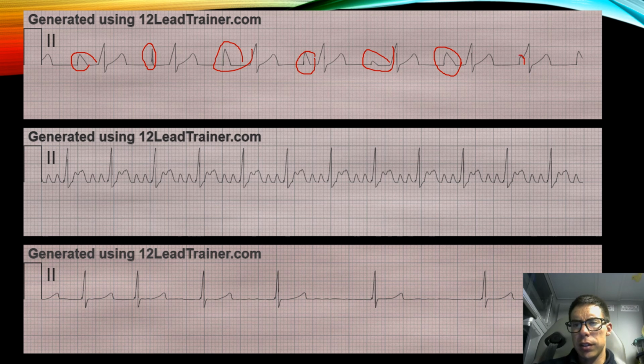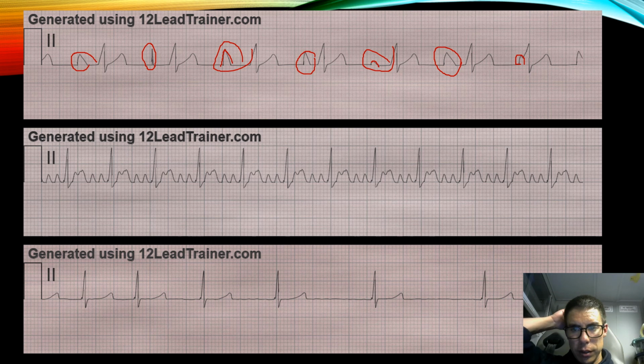Jeez, that one's kind of lost in there. So yeah, those are P waves. There's one before every QRS. There's no extra ones. Are they sinus in nature? No, not at all. I mean, look at this one, and look at that one, and that one. So not at all sinus in nature.